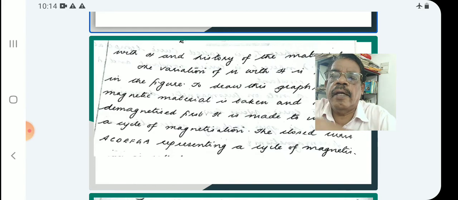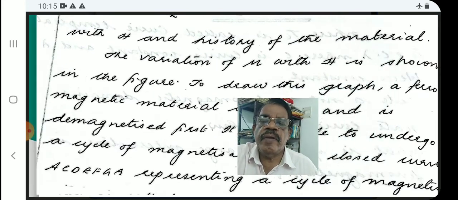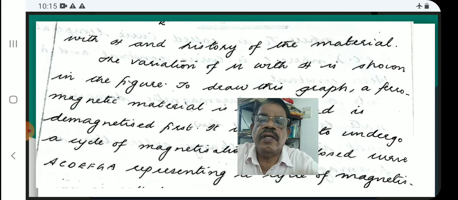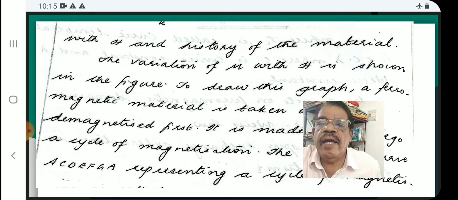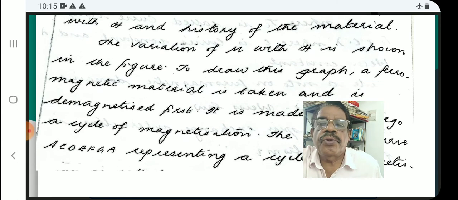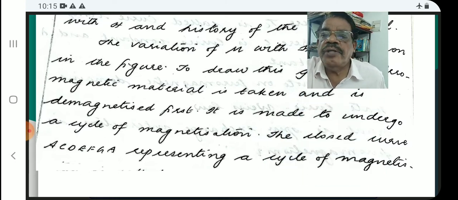The variation of M or B with H is shown in the figure. To draw the graph, a ferromagnetic material is taken and demagnetized first. H is made to undergo a cycle of magnetization.